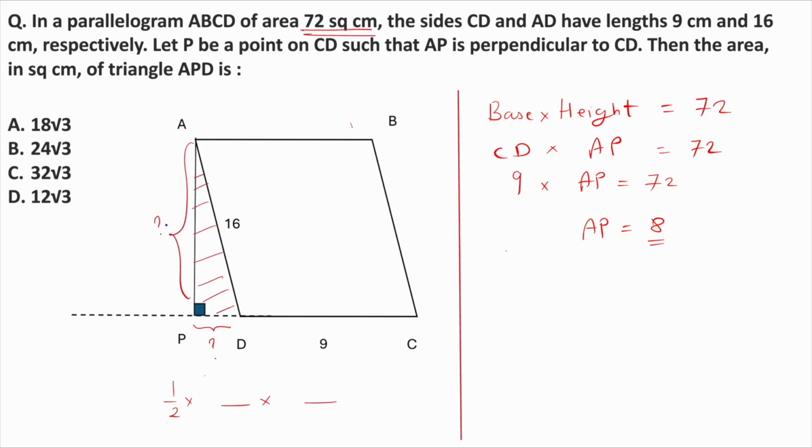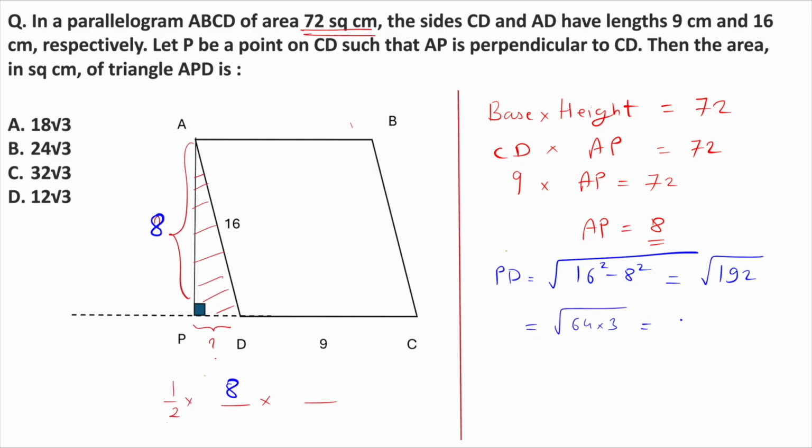So we have found the length of one perpendicular side AP out of the two perpendicular sides of the triangle APD. Very nice. Now we can apply the Pythagoras theorem in the triangle APD and figure out the length of PD. PD will be equal to square root of 16 square minus 8 square. That is root of 256 minus 64, or root of 192. Now 192 can be further split as 64 into 3. So technically this part becomes 8 root 3. The length of PD is actually 8 root 3.